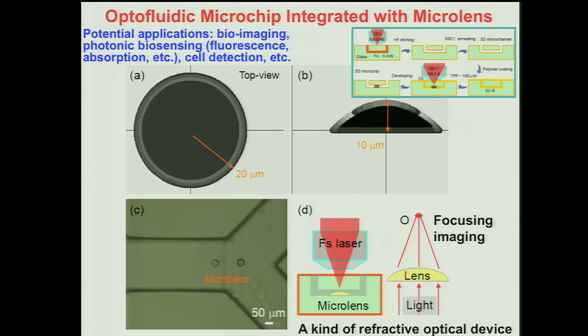And this hybrid technique can also create some micro-optics inside the glass microfluidics for fabrication of optofluidics. In this case, we fabricated a refractive micro-lens made of polymer in the microfluidic channel. The potential applications of this kind of optofluidics include bioimaging, photonic biosensing, cell detection, and so on.